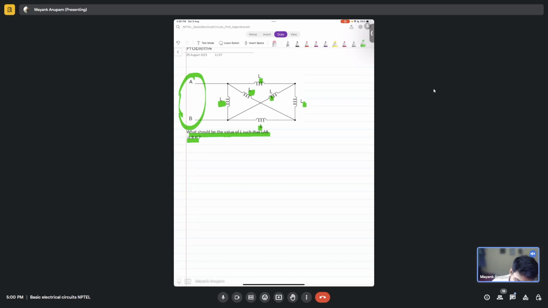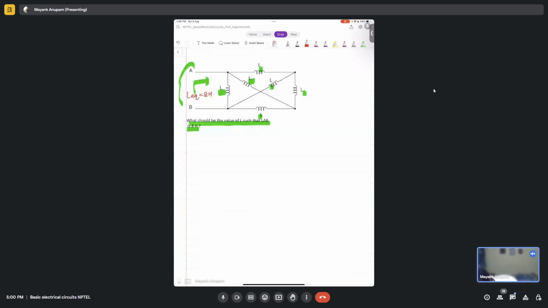The value of L should be such that the equivalent inductor seen across these two terminals A and B should be equal to 8 Henry. So what should I do? Anyway, I will have to find out the equivalent inductance, right? Am I right?